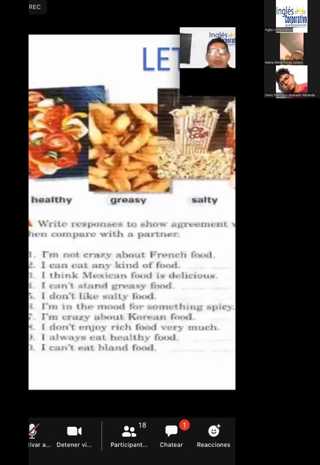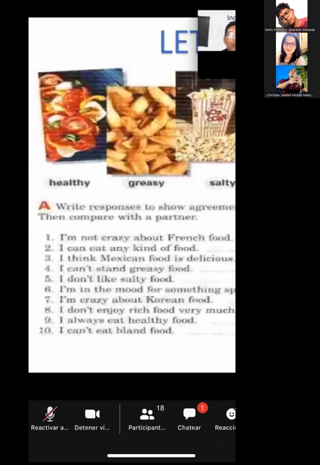Number nine, I always eat healthy food. So do I. Number five, I don't like salty food. Neither do I. Number four, I can't stand greasy food. Neither am I. Number two, I can eat any kind of food. So do I. So am I, perdón.